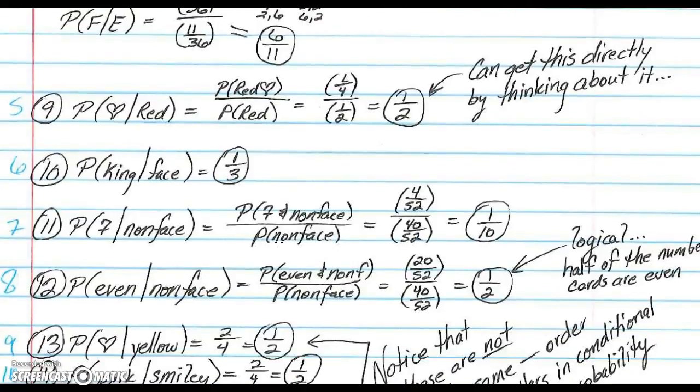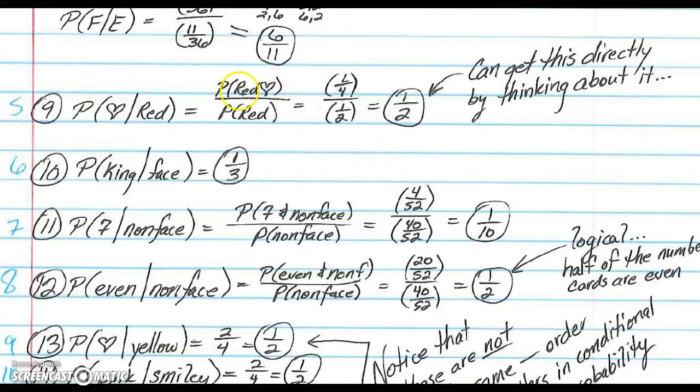9, you can think of this in terms of the formula, or you can think of this directly. Let's do the formula first. So the probability of drawing a heart if you get a red card. So you know that you didn't get a black card. You know that you've gotten a red card. So what's the probability of getting a red and getting a heart?